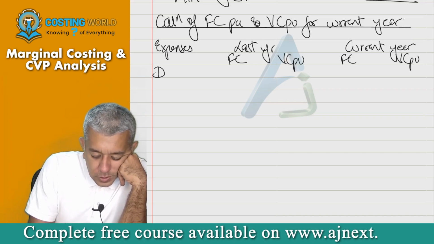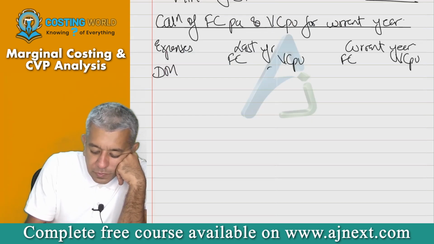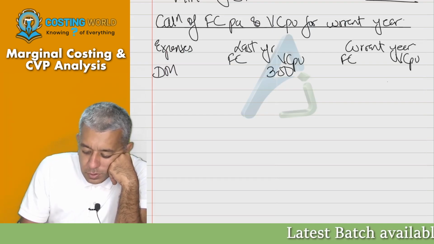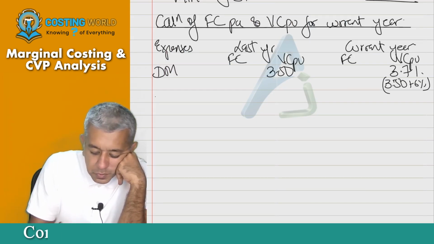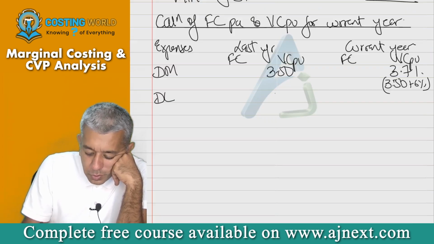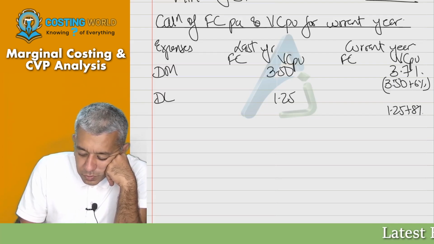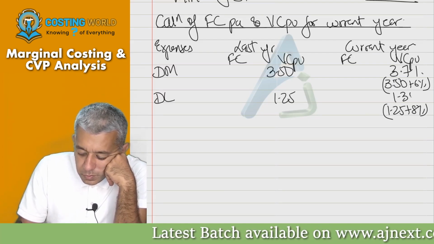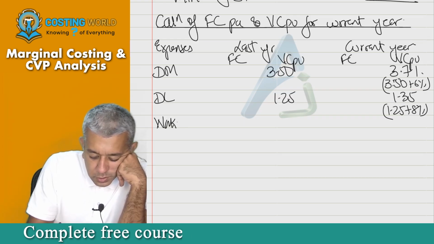So expenses, direct material. Last year was 3.50. This year 3.50 plus 6%. Don't do silly mistakes in life. Direct labor 1.25. Obviously it's variable. 1.25 plus 8%, 1.35. Works overheads.